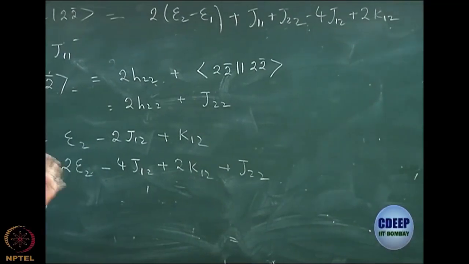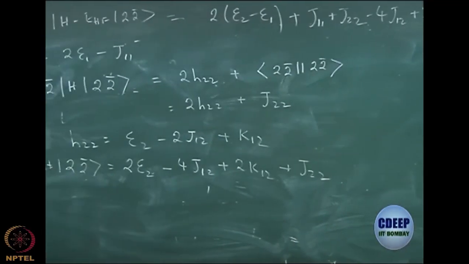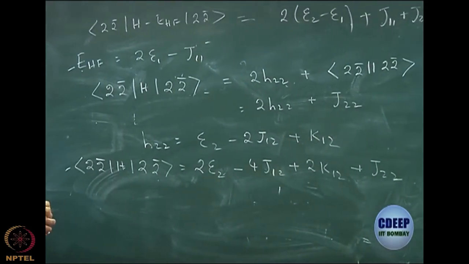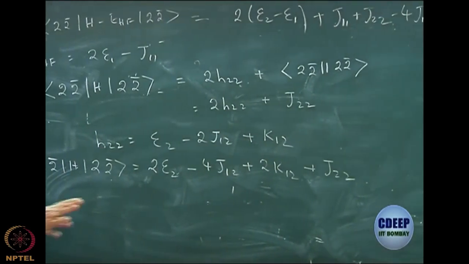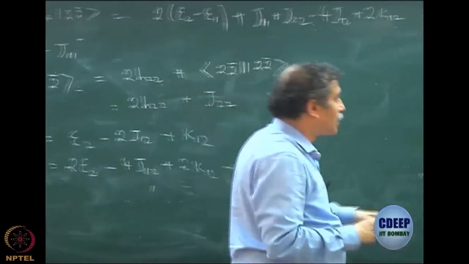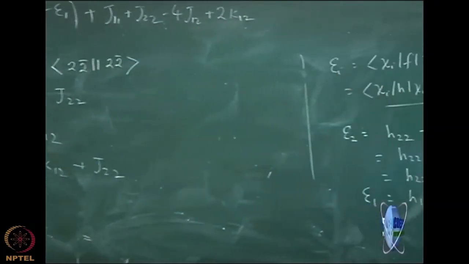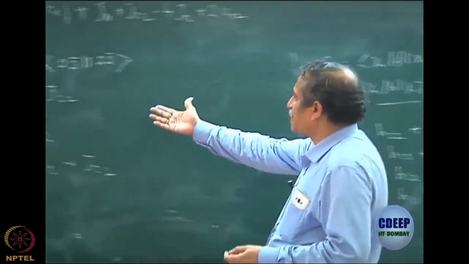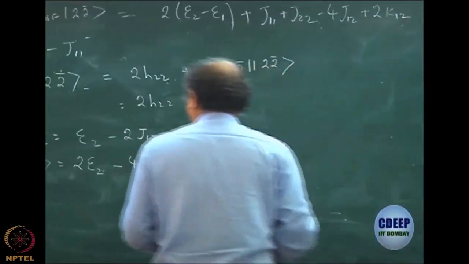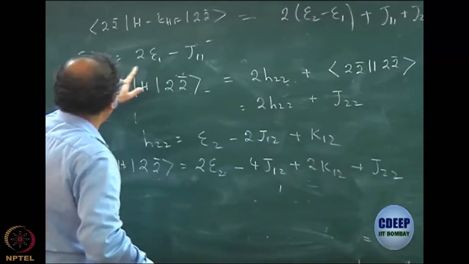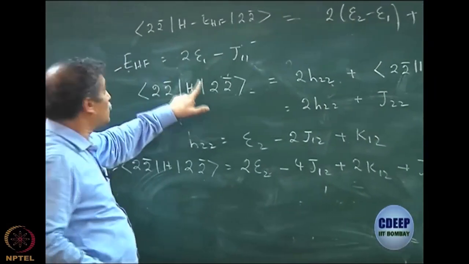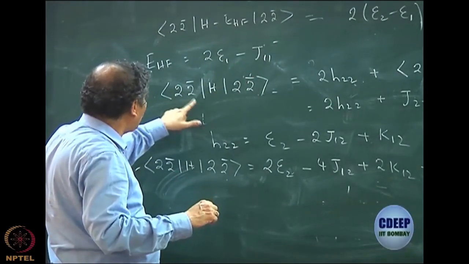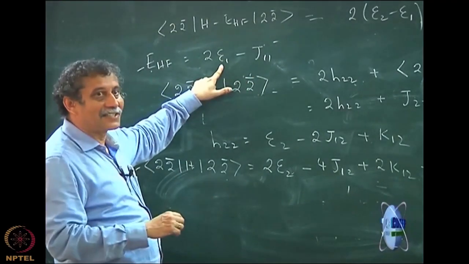It's a little bit of a manipulation, it's a little difficult, I agree, but I thought I will just show you how to manipulate these quantities. Once I can reach this term, I can easily write. Remember, your E Hartree-Fock, which is 1 1 bar H 1 1 bar, is 2 epsilon 1 minus J11.